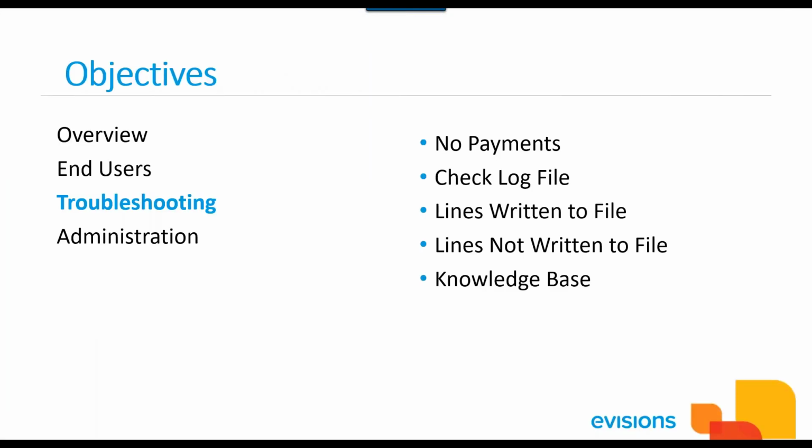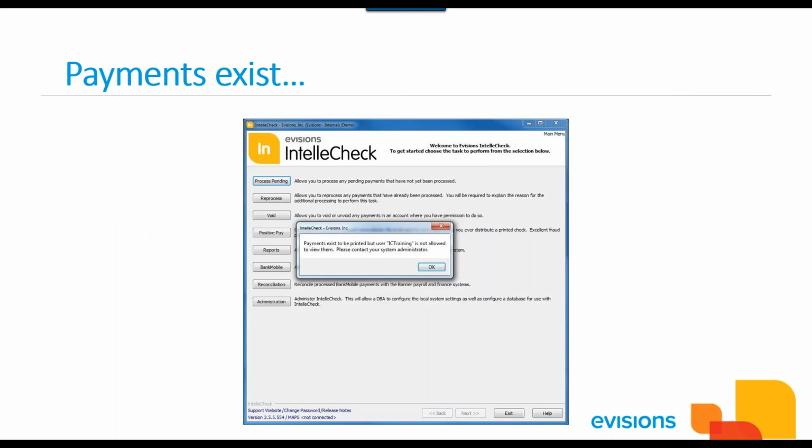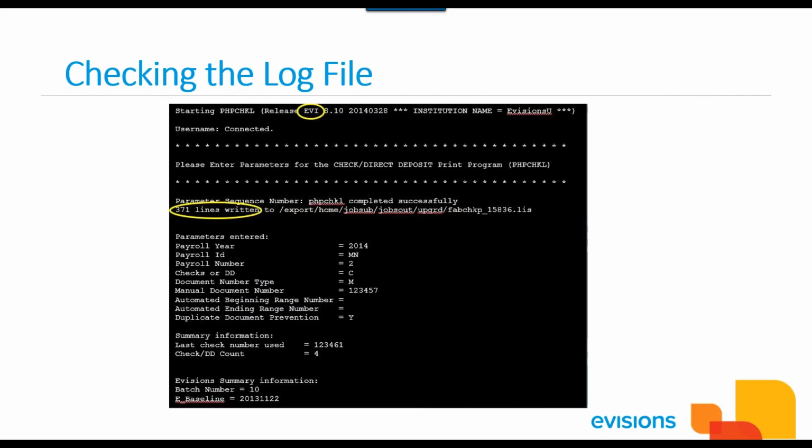Next, we will go over some troubleshooting tips that may answer many common issues. If while trying to process checks, the message "there are no payments to print" pops up, the first thing we do is check the log file and verify that the log file says EVI next to release at the top. This confirms that the eVisions version is being used and not the Banner baseline version.